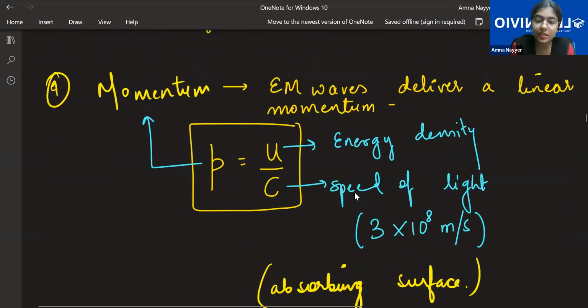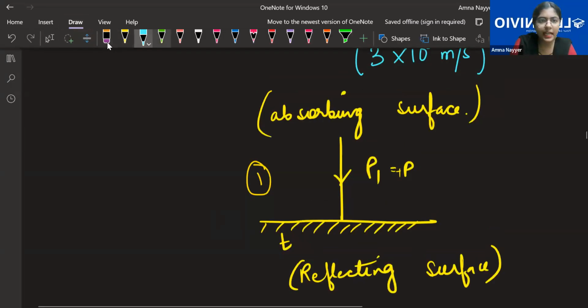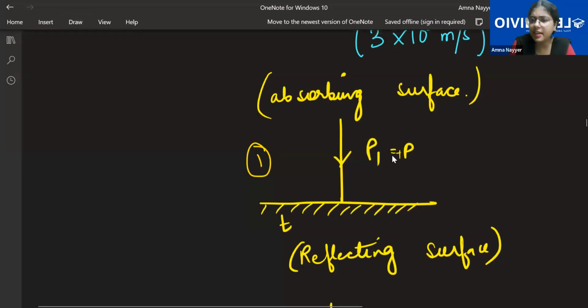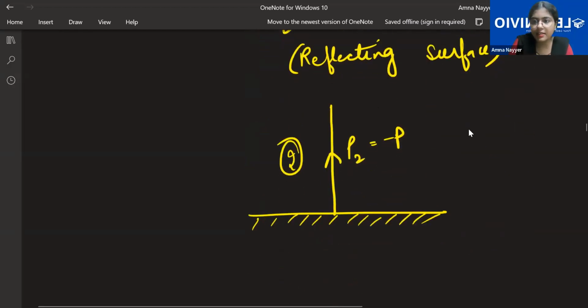Once a question came, I'll tell you one thing here. See, when this electromagnetic wave strikes a material, let's say this is the initial momentum. We will take the downwards direction as positive. So for an absorbing surface, the momentum ray has struck, and this is the momentum. When it gets reflected, if it's a very smooth surface, then according to the sign convention, up will be negative. So the momentum that goes away will be P.